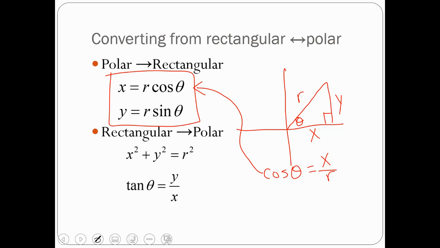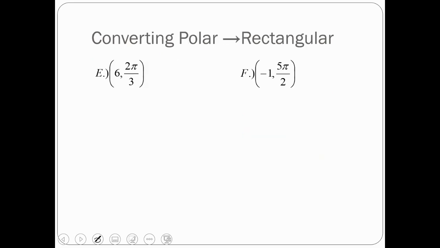So you're going to use the first two when you have polar coordinates and you want to change them to rectangular, and you use the second two if you have rectangular coordinates and you want to change them to polars. But these are the four main equations that you're going to use to deal with polars and going back and forth between rectangular and polar coordinates.